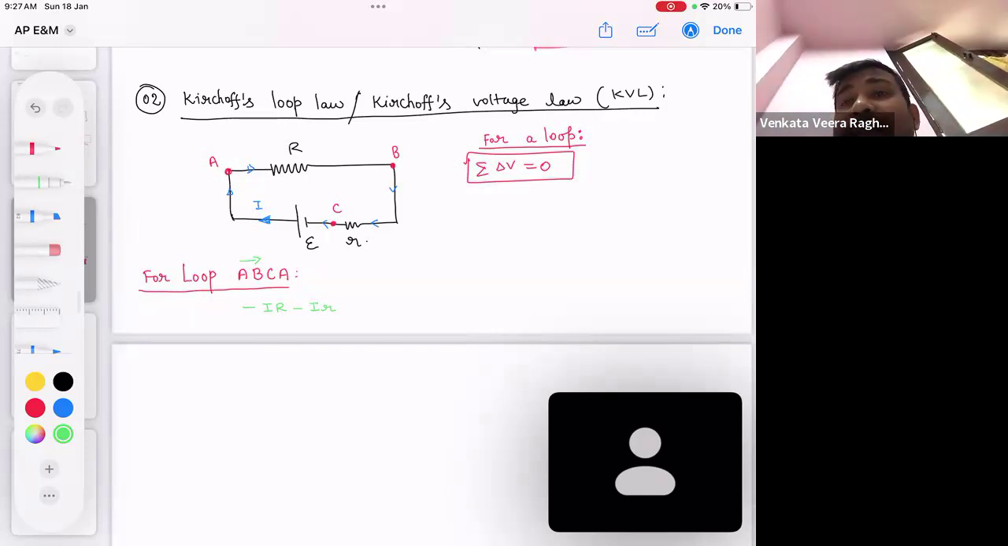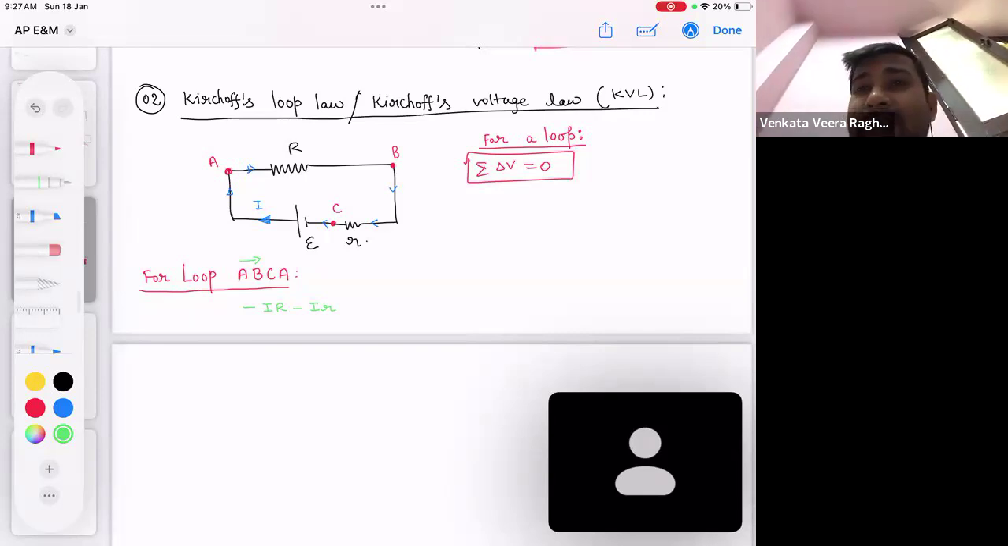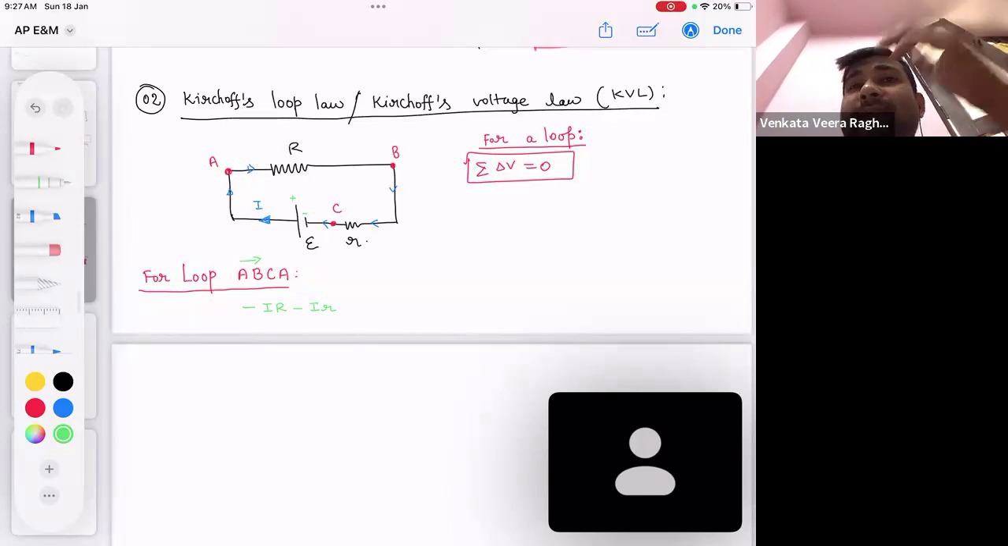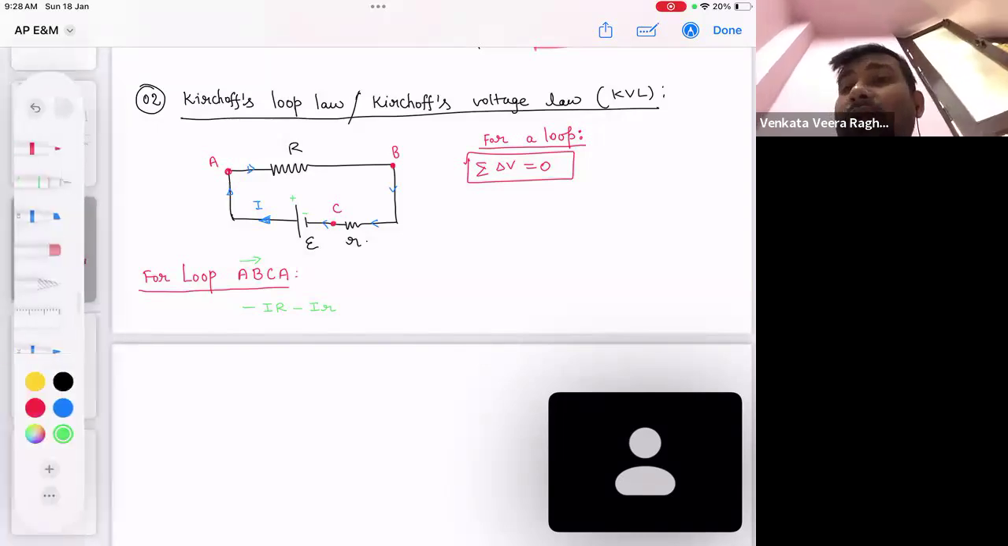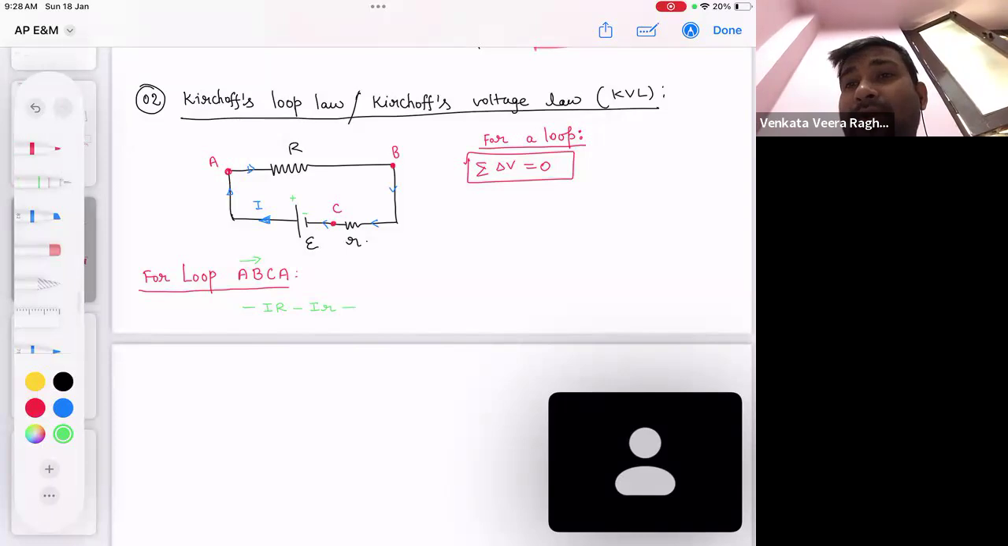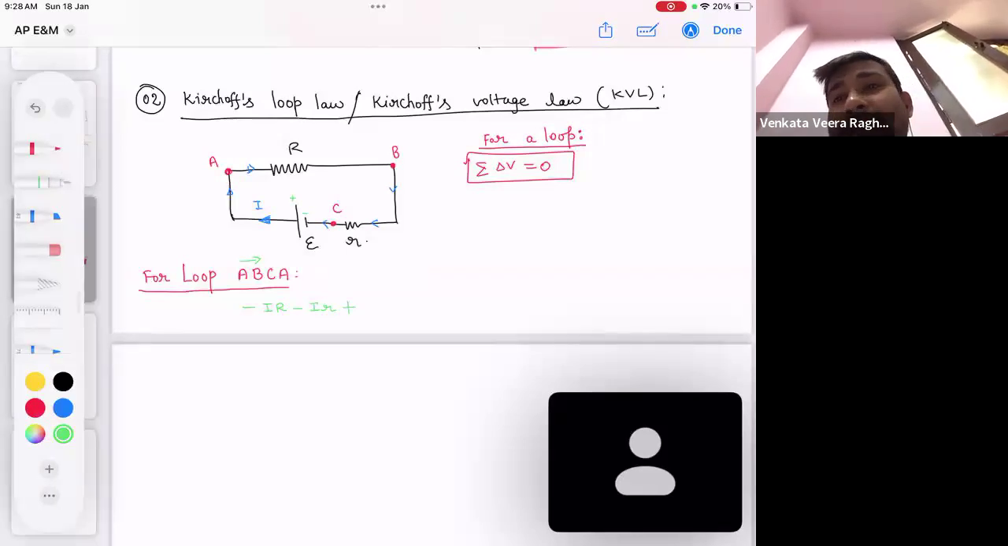C is connected to the negative terminal of the battery. See that? This is the negative terminal, this is the positive terminal. So C is connected to the negative terminal, and A is connected to the positive terminal. That means C is low potential and A is high potential. So C to A becomes low to high potential. Low to high potential means plus. How much plus? Battery EMF.